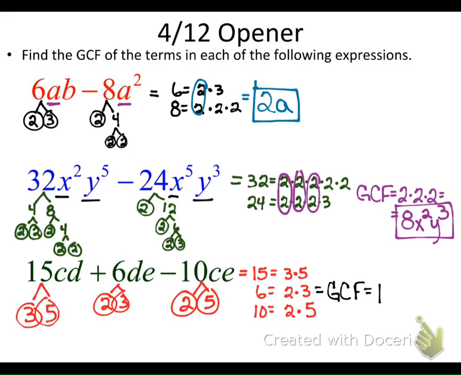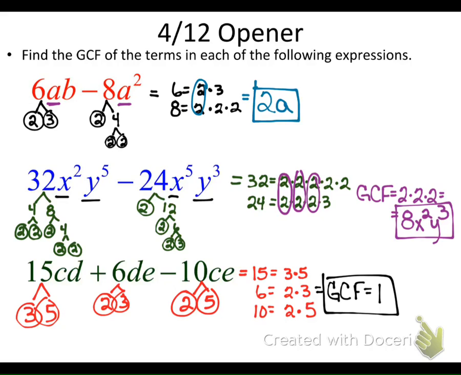Here we go. Do they all have a C in common? No. Do they all have a D in common? Nope. So what's my greatest common factor? Just 1. So they don't all share a variable. They don't all share a number other than 1. So here the greatest common factor is just 1.